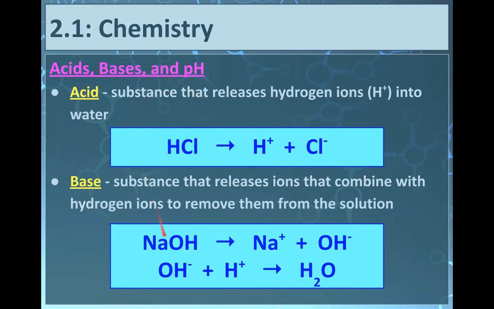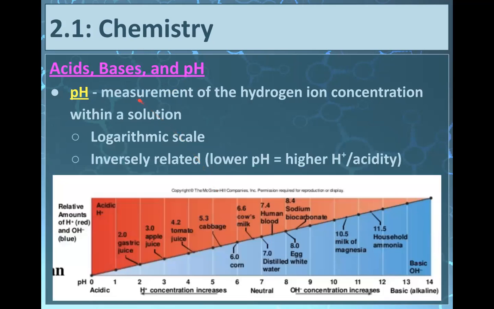A base is going to be the opposite. It's going to be something that takes the H plus out of the solution. So it's something that will react with H plus and will lower the amount of H plus in the solution. pH is going to be a measurement of the hydrogen ion concentration in the solution. So this H plus, the larger the amount of H plus in the solution, the lower the pH will be.